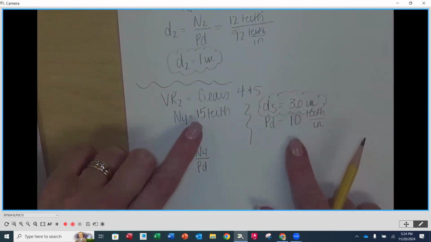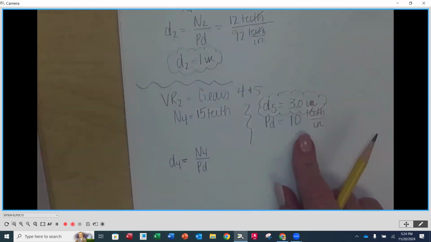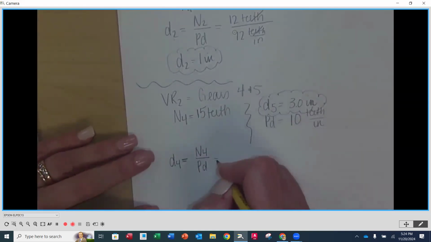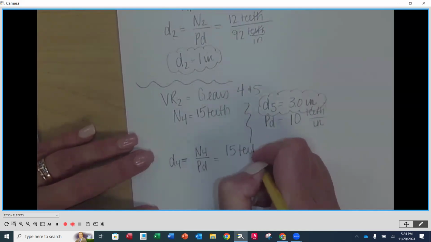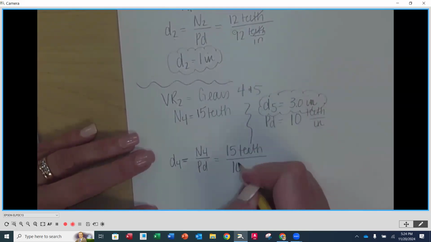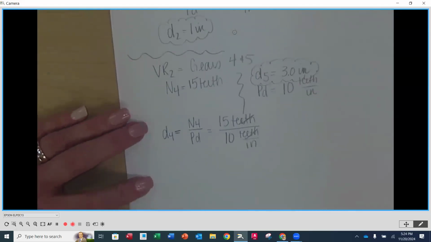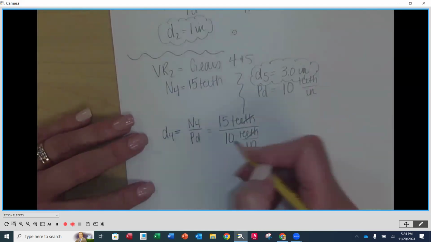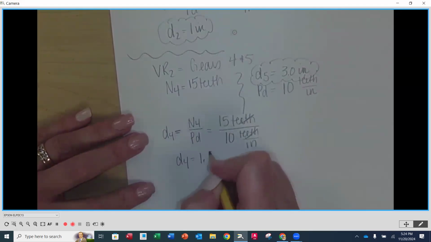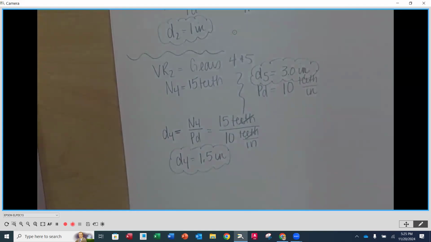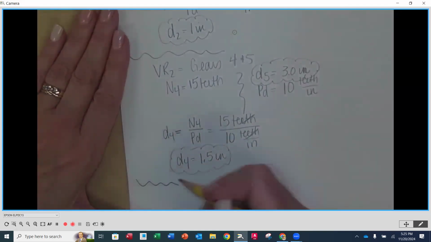Yep. Remember, any 2 gears that are enmeshed with one another have to have the same diametral pitch. So just because gear 5 has a diametral pitch of 10, gear 4 has to have a diametral pitch of 10. So that's going to be the diametral pitch. So we're going to do 15 teeth divided by 10 teeth per inch. So teeth cancel out. We have the inches in the denominator of the denominator, which means it multiplies on top. So our D4 looks like it's going to be 1.5 inches. Okay. So now we have the diameter for number 4. We have one more. Okay.